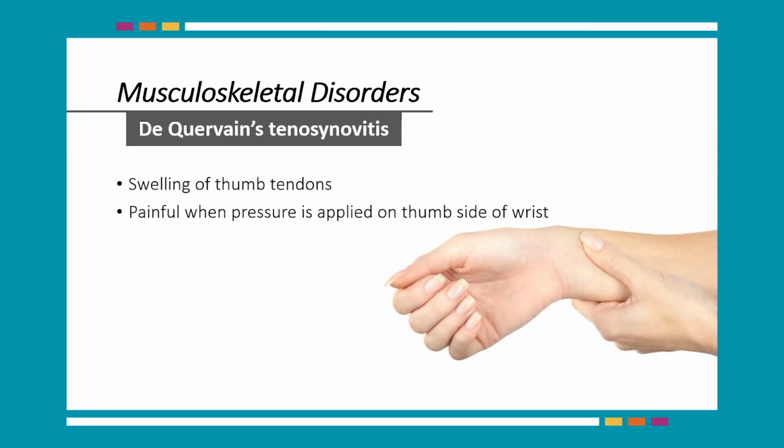De Quervain's tenosynovitis is swelling of the thumb tendons caused by repetitive motion and painful when pressure is applied on the thumb side of the wrist.